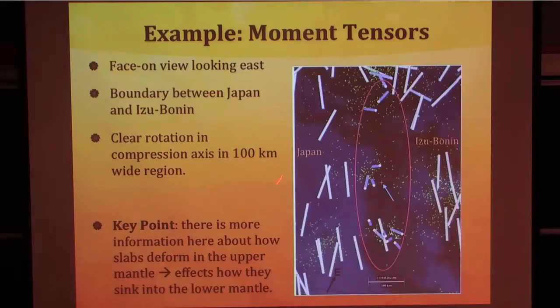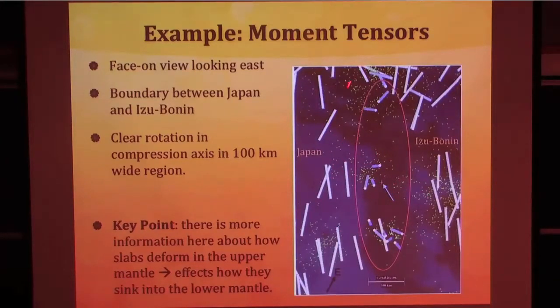And right here, this is the Japan slab, looking face on to the east. This is down here at about 450 kilometers, and this is at about 250 kilometers. The Japan slab is in down dip compression, and so is the Izu-Bonin slab right here. But there's this 100-kilometer wide section in which the principal compression axes are rotated perpendicular. This section actually has tension axes in this orientation, which I just don't have in this picture.